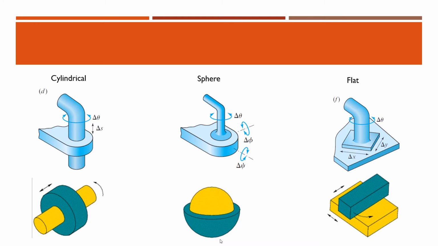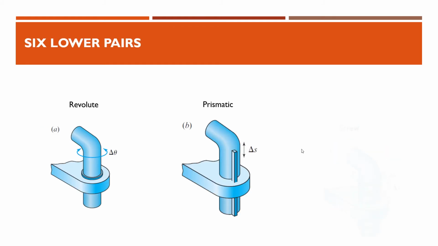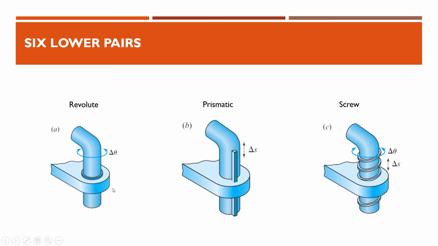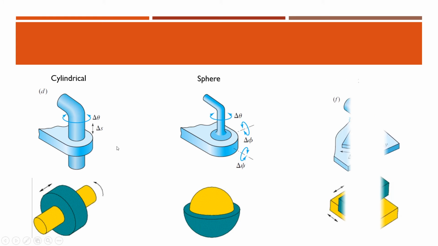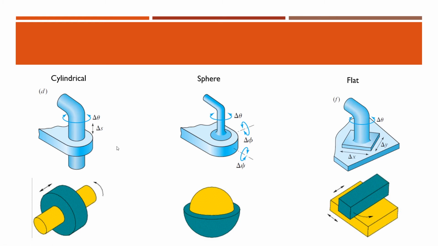And last one is the flat pair. If you look at this figure, you can see that this can rotate as well as the base can slide in x direction as well as in y direction. This is the flat pair. These are the 6 types of lower pairs. If you look at all the pairs, you can see that there is a surface contact in all the 6 pairs, and at the same time the ways in which they can move I also mentioned in the figure. So these are the 6 lower pairs.